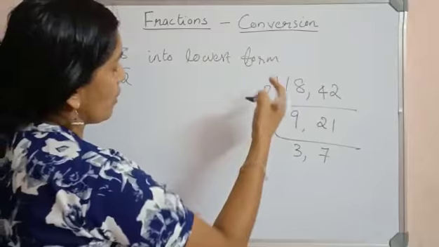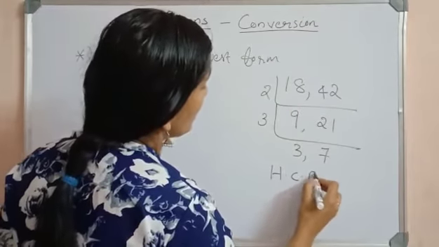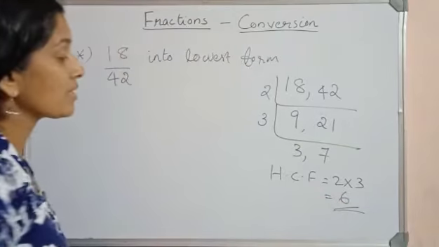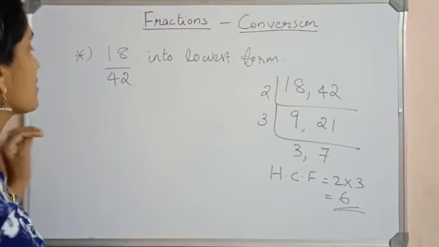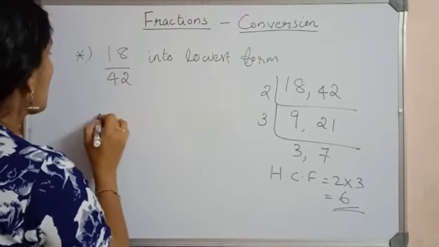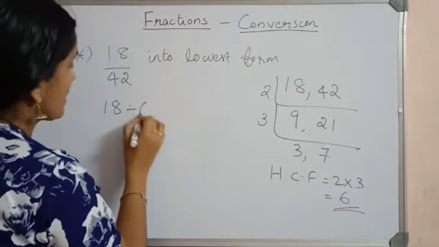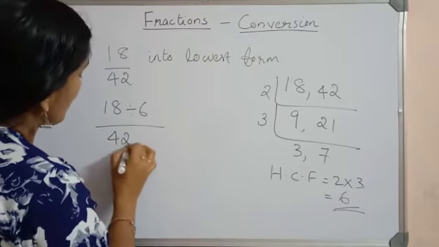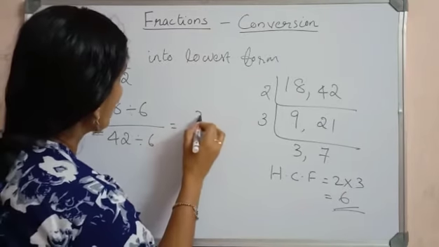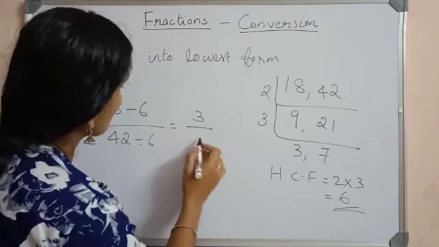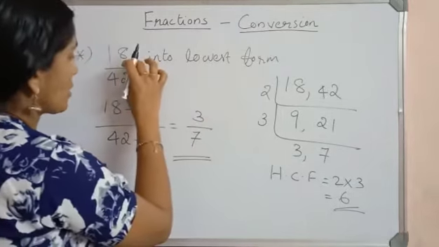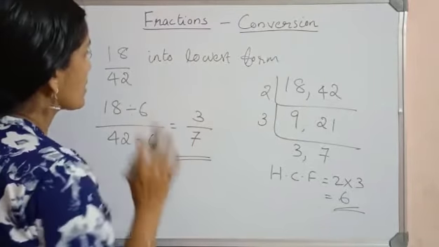So our HCF will be 2 into 3, and that is equal to 6. The next step we have to do is divide both the numerator as well as the denominator by the HCF. So 18 divided by 6 as well as 42 divided by 6. That is equal to, 18 by 6 is 3 and 42 by 6 is 7. This is the simplified form of the given fraction, or this is in the lowest form.